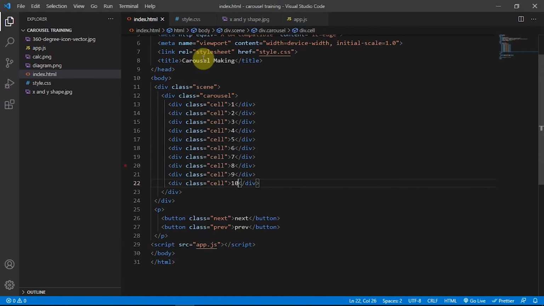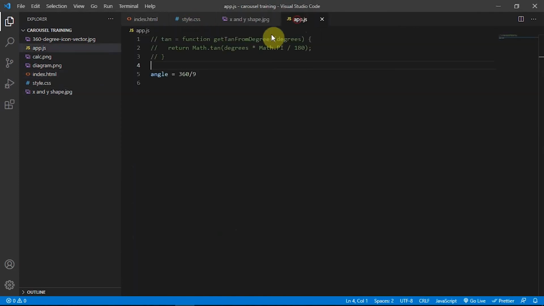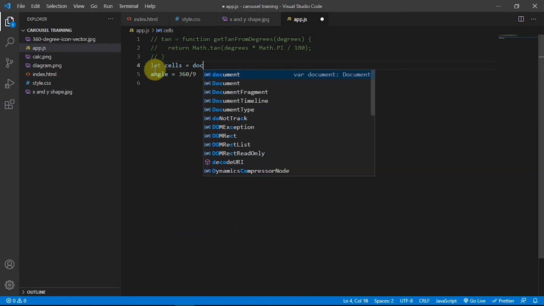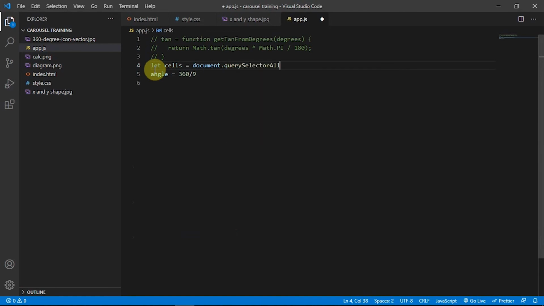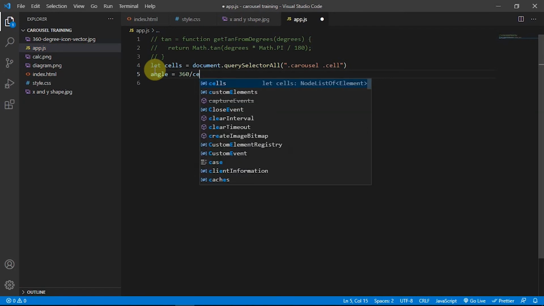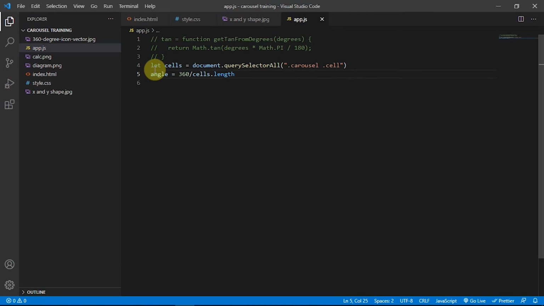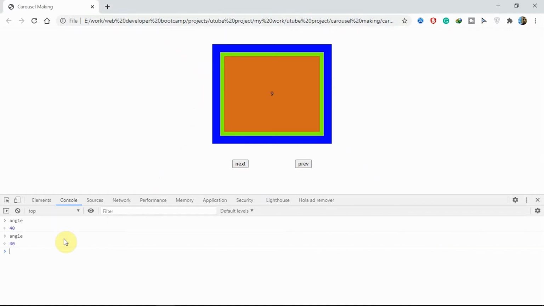Sorry for that, yes, because we didn't. Why don't we choose the cells here with document.querySelectorAll, so we get the carousel and we get the cells like this, and here we say cells.length. Now I guess we have 10 cells, so the length will be 10. And now let's see what the angle is. Sorry, after refreshing, yeah, the angle now is 36. So each one should be rotated with 36 degrees.